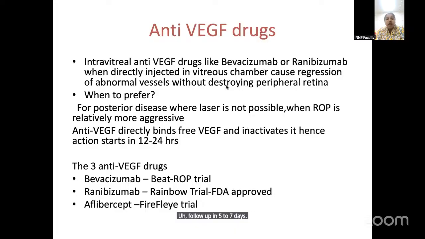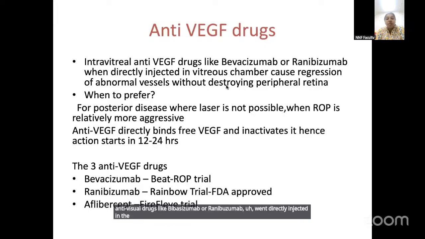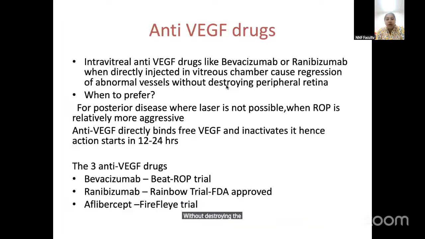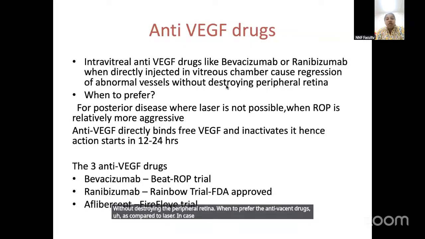Anti-VEGF drugs. The intravitreal anti-VEGF drugs like bevacizumab or ranibizumab, when directly injected in the vitreous chamber, cause regression of abnormal vessels without destroying the peripheral retina. When to prefer the anti-VEGF drugs as compared to laser? In case of posterior diseases where laser is not possible, when ROP is relatively more aggressive, because anti-VEGF directly binds to the VEGF and inactivates it.